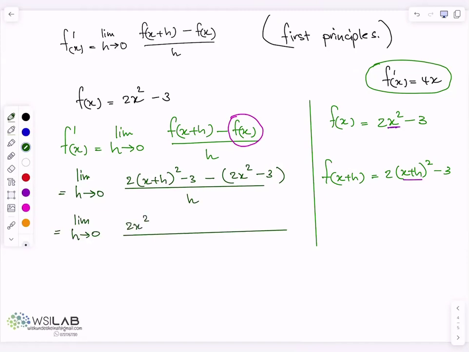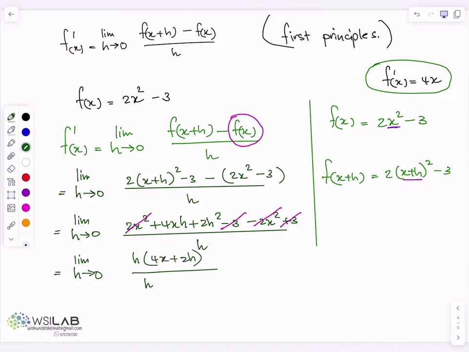So this is 2x squared plus 4xh plus 2h squared minus 3 minus 2x squared plus 3 over h. So can you see whatever came out of that last bracket has cancelled? Good. And now an easy way to finish the sum is just to factorize h on top, so I can cancel it at the bottom. Then I get 4x plus 2h.